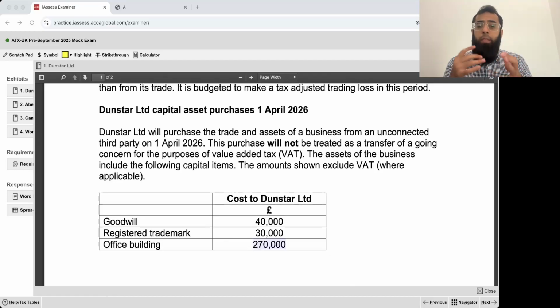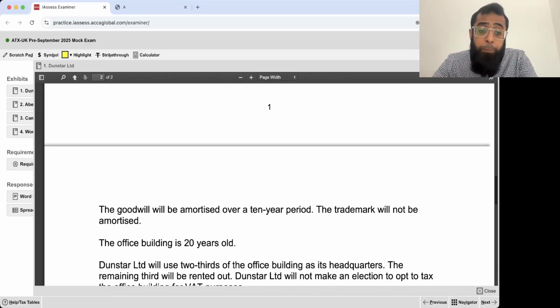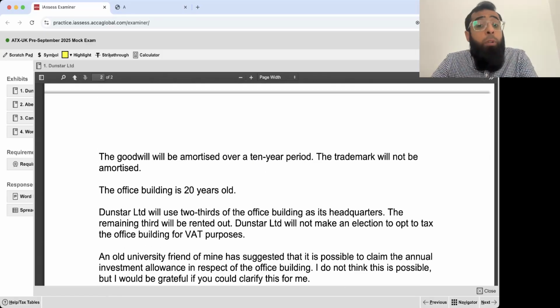Don't rush. Gather maximum possible data. That's the best thing you can do while you are reading it for the first time. The goodwill will be amortized over a 10-year period. Okay, they are amortizing in their accounts. For tax purposes, there is no amortization of goodwill.